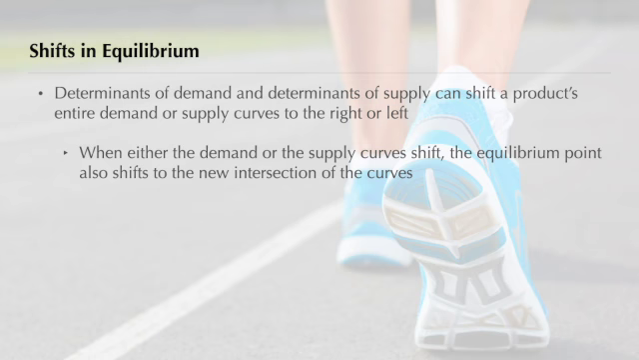As noted in Lessons 3 and 4, a variety of factors can shift a product's entire demand or supply curve to the right or left. Changes in consumer tastes and preferences, market size, income, prices of related goods, and consumer expectations can all shift the demand curve. Similarly, changes in government actions, technology, competition, producer expectations, and the prices of resources and related goods can all shift the supply curve. When either the demand or the supply curve shifts, the equilibrium point also shifts to the new intersection of the curves.